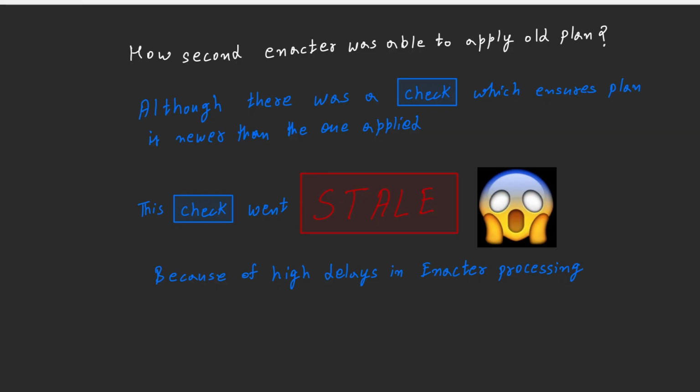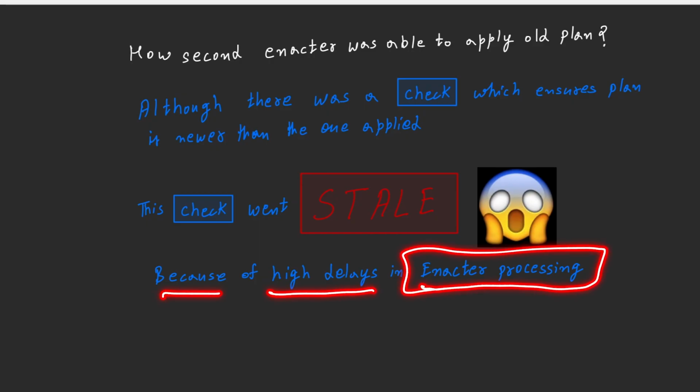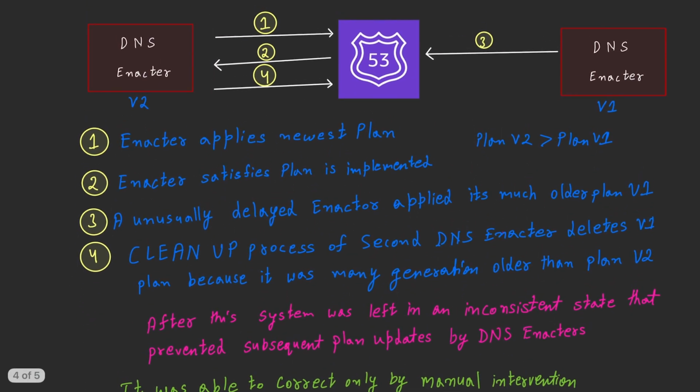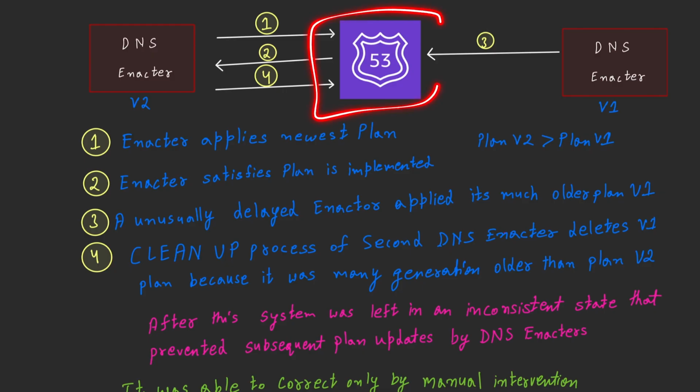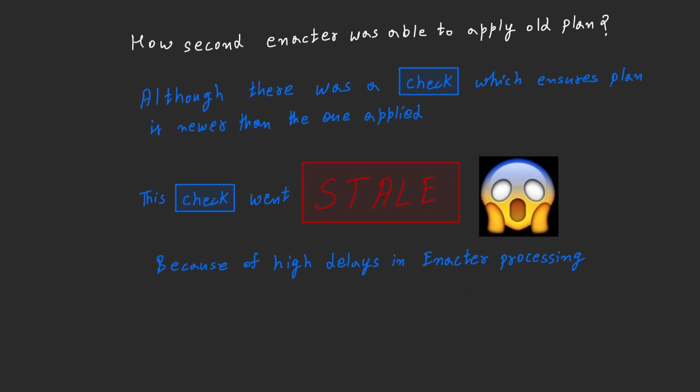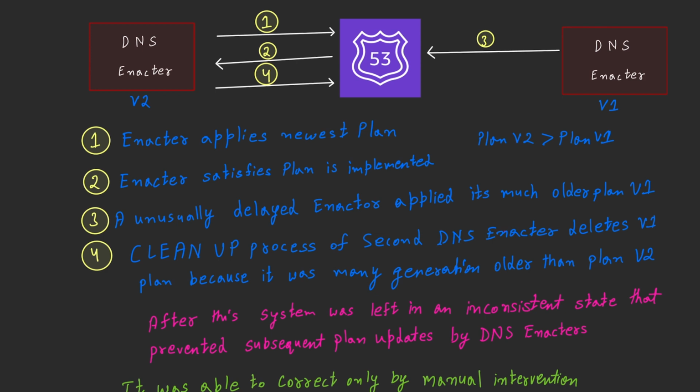Why did it go stale? There is only one statement in the official AWS statement shared: because of high delays in enactor processing. Like here, the enactors were processing by waiting for the lock release. The service which checks that an older plan cannot update a new plan went stale because the enactors were delayed. So this reason, like high delays in enactor processing, how they cause this particular service not to work properly, is also not explained in detail in their official statement, but it is kind of understandable that it was actually only this particular service which caused the issue, which checks that a newer plan cannot get overwritten by an older plan.